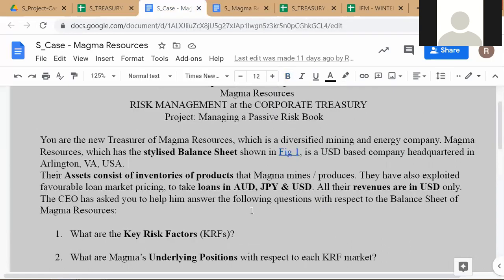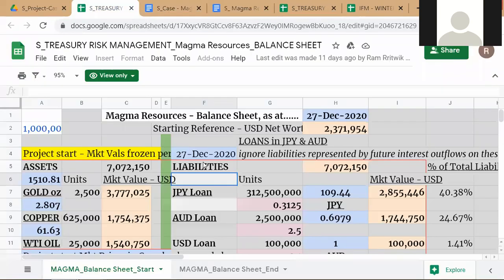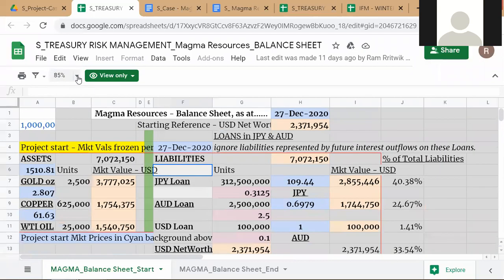So let's get into the case. Let's try to understand. So we have this diversified mining and energy company, okay? And you've got the stylized balance sheet. A stylized balance sheet essentially means that this is an example of a stylized balance sheet. We'll just go down a little bit. Maybe we need to make it even smaller than this. Okay. Yeah, this is better.